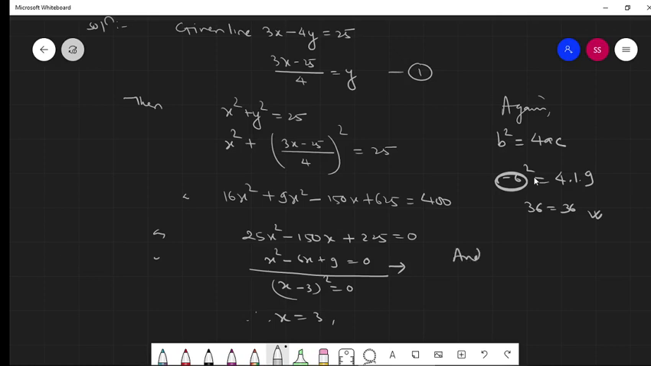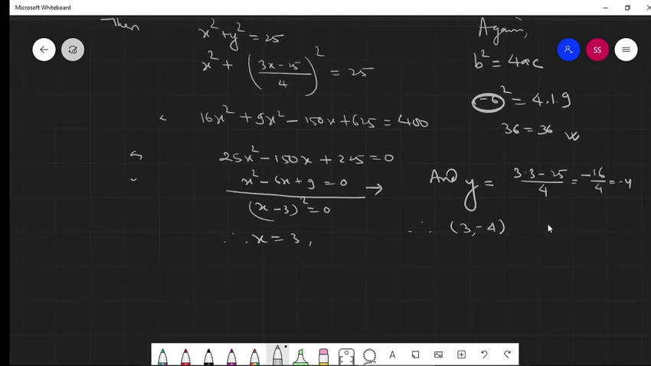And y equal from here. What is y? 3 times 3 minus 25 by 4, 9 minus 25 is minus 16 by 4 equal to minus 4. Therefore, the intersecting point is 3 comma minus 4. This is the repeated point.